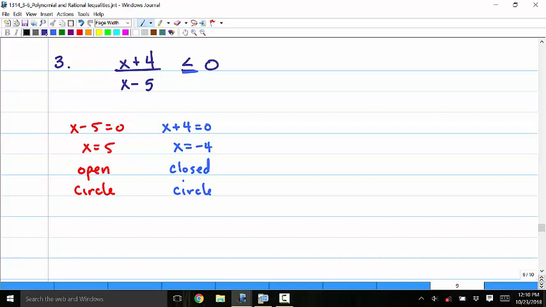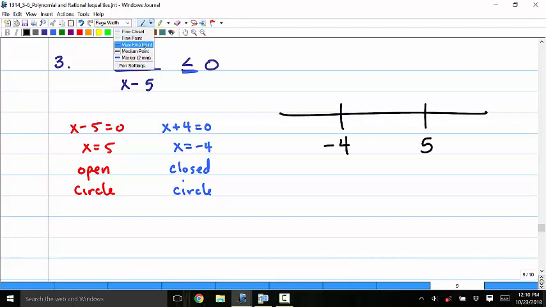On my number line, I have two numbers. I have negative 4 and 5. We've already said the negative 4 should be closed. The 5 should be open. Now I need to go pick values on each of those three intervals. I'm going to pick negative 10, 0, and 8.